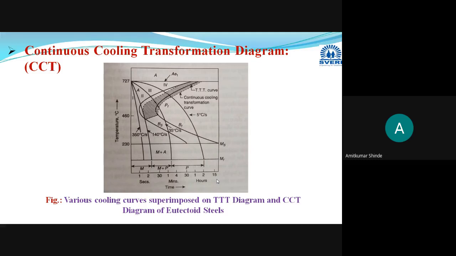In the isothermal transformation or the TTT diagram, what we observed is that we kept the samples in the furnace at a particular temperature, and we took one sample at a time from that furnace and cooled it. But in case of this continuous cooling transformation, we are cooling the sample continuously, and randomly we select one sample and dip it directly into the water, and the curve obtained is the CCT curve.